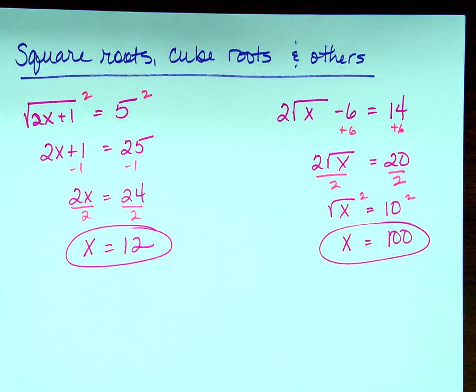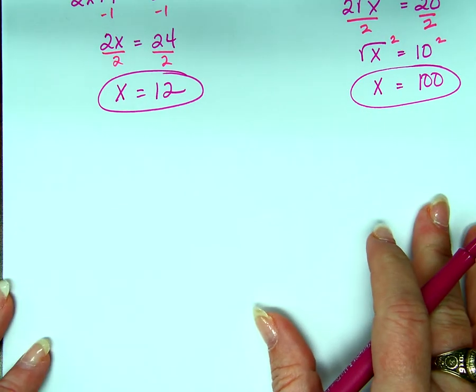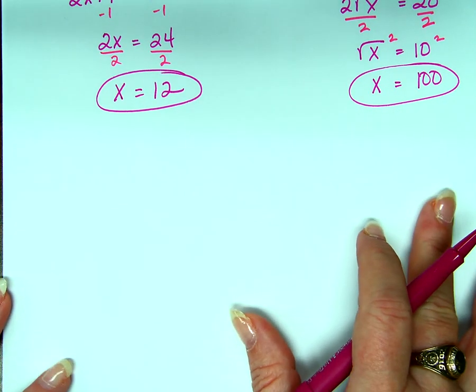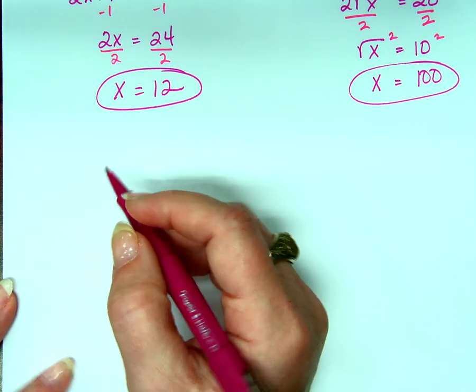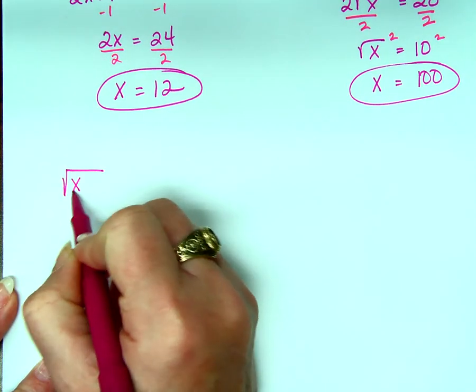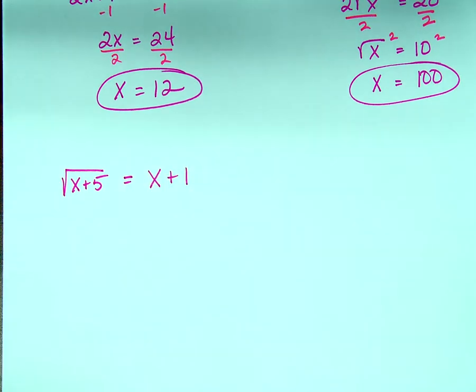So what happens when it looks a little bit more difficult? Does that automatically mean it is? No, but sometimes it is. So let's look here. The square root of x plus 5 equals x plus 1. What do I have to do first? What's my goal? Isolate the radical, right? Isolate the root sign.